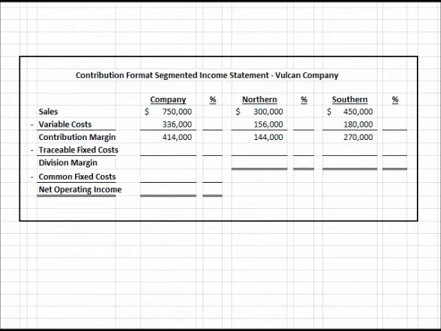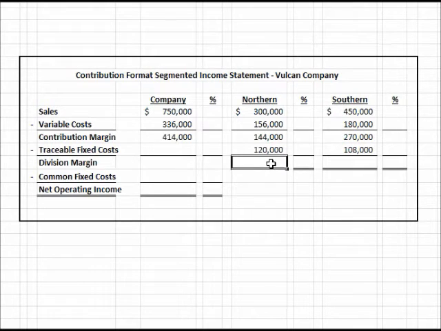But now we have to take a look at our fixed cost. Fixed cost can be common or traceable. And what does it say? Fixed expenses of 120 and 108 are traceable to the Northern and Southern territories respectively. So fixed costs of 120 and 108 are traceable to the Northern and the Southern respectively.